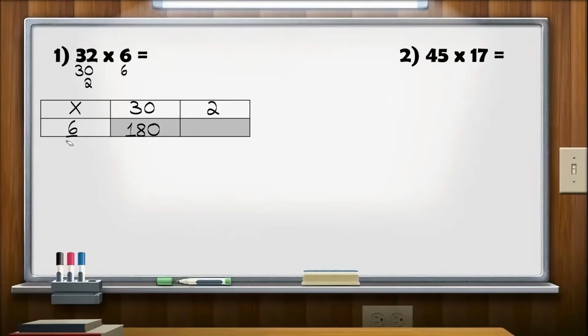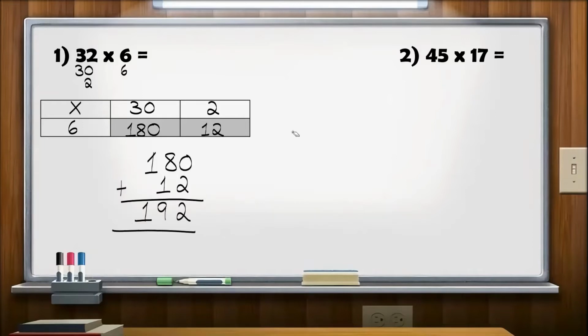The next part to this question is we are going to multiply the number 2 with 6. So 2 times 6 gives me 12. Once I have worked out my answers, I will add them up together and it will give me the overall total. So 0 plus 2 is 2, 8 plus 1 is 9, and we bring the 1 down, it gives us 192. So the answer to 32 times 6 is equal to 192.